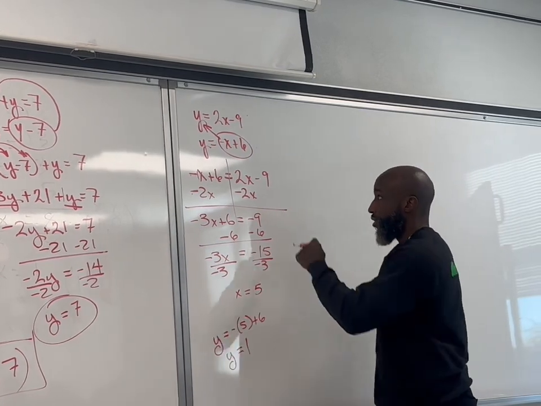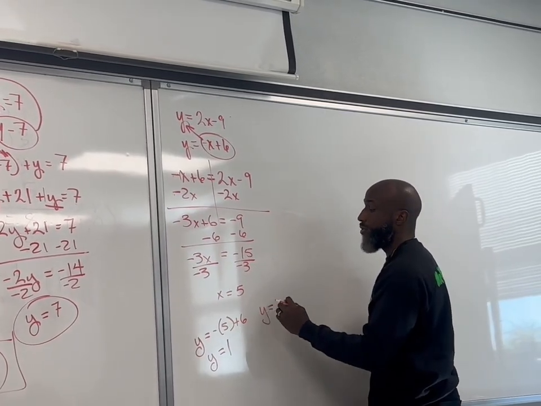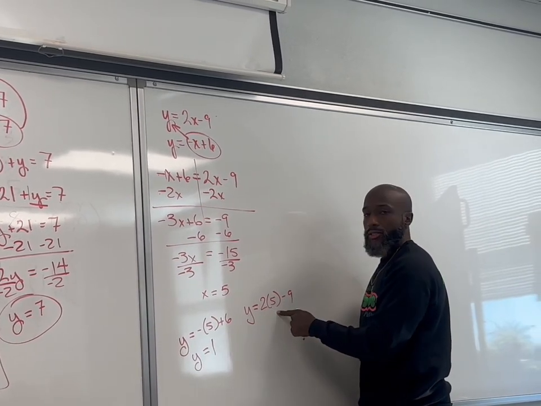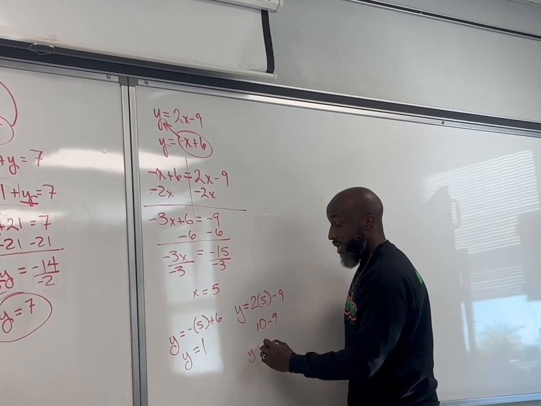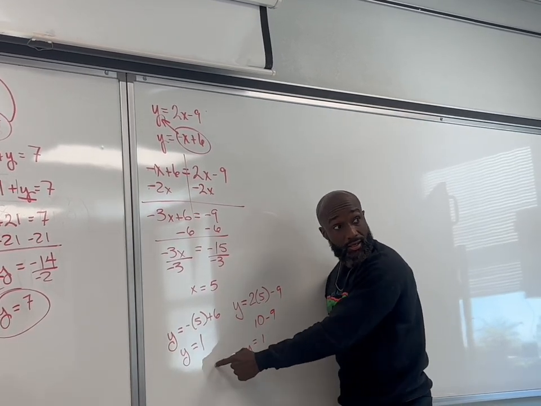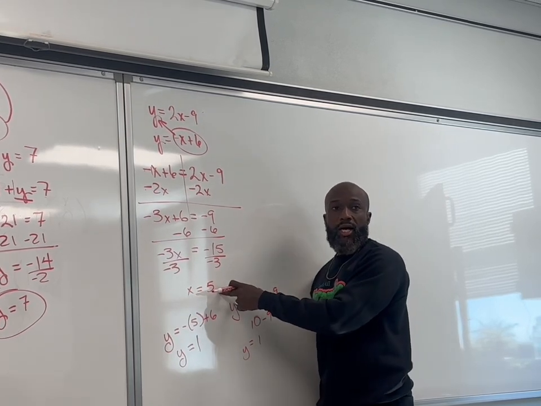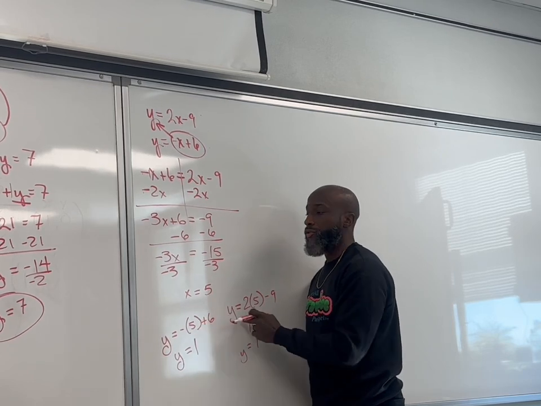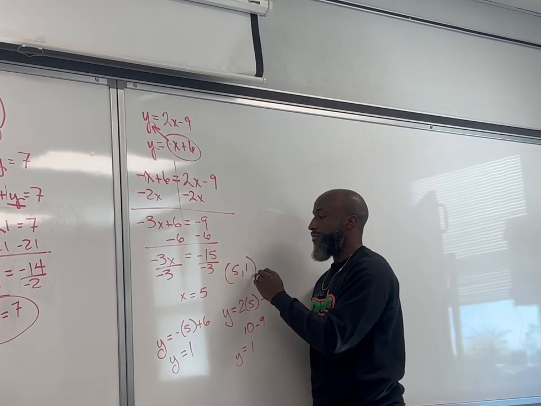Now, I mentioned that it doesn't matter which equation you put it into. Let me prove it. If I take this 5 and I put it into the top one, I'll have y equals 2 times 5 minus 9. 2 times 5 is 10, minus 9 is 1. It's the same thing, right? So it doesn't matter which equation you use to find the other value. So in this problem, your answer is (5, 1).